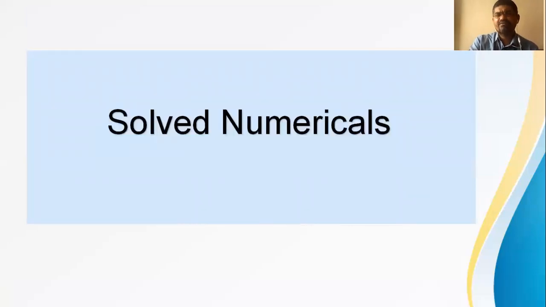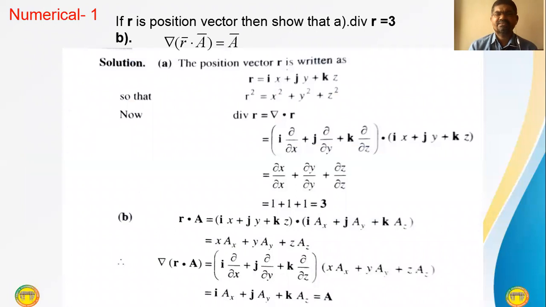Now we are going to solve a few numericals regarding the divergence of a vector field. The first numerical: if r bar is the position vector, then show that A, divergence of r bar is equal to 3, B, del of r bar dot A bar is equal to A bar. Now I am solving the first one. The position vector r bar is equal to xi plus yj plus zk. So the divergence of r bar is nothing but del bar dot r bar.